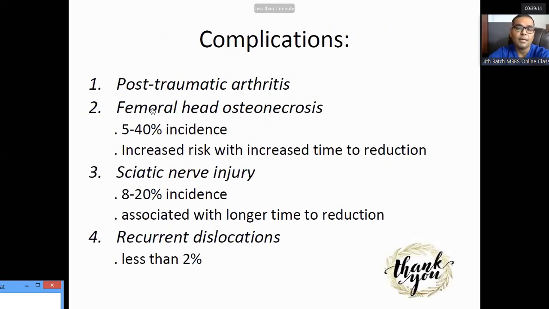Open reduction if it is irreducible, radiographic incongruent fragment, delayed presentation, non-concentric reduction. Complications: post-traumatic arthritis, femoral head osteonecrosis, sciatic nerve injury in 8 to 20% incidence, recurrent dislocations.